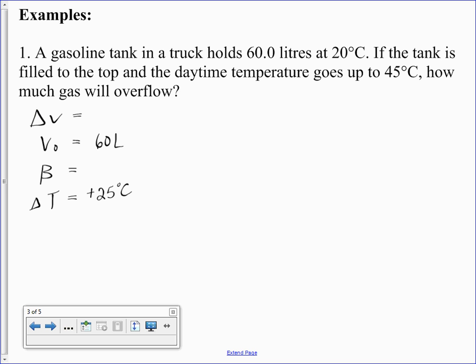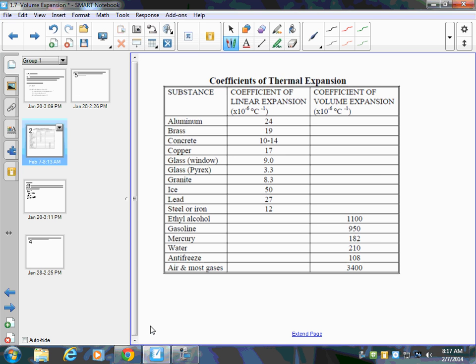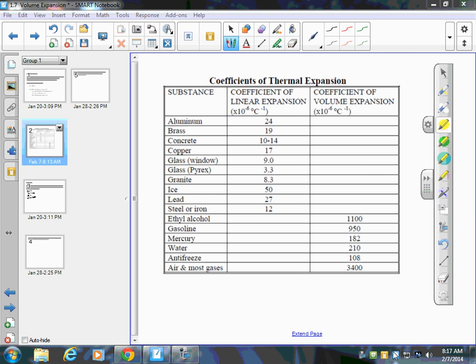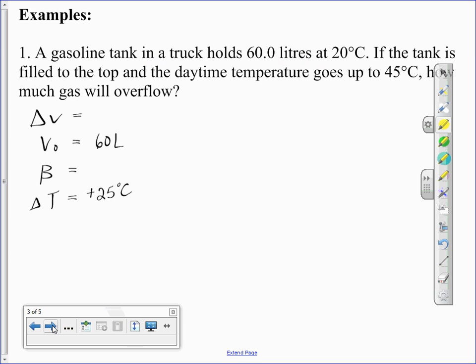And we are dealing with gasoline, so we're going to look back at our chart, which is a few pages back in your notes. We're going to find gasoline on the list, and we will go over to the coefficient of volume expansion, and we see the number is 950 times 10 to the minus 6. So again, it's 950 because we're talking about gasoline, and up here we see that all these values are multiplied by 10 to the minus 6. Let's put that number into our information here, 950 times 10 to the minus 6.